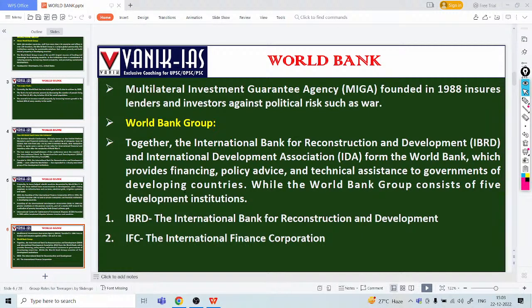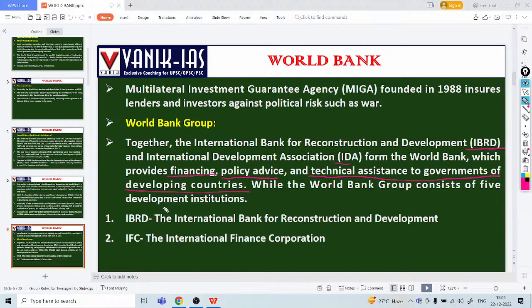Okay. The World Bank Group, together the IBRD and the IDA form the World Bank, which provide financing, policy advice, and technical assistance to governments of developing countries. Okay, so you see these two, IBRD and IDA, provide financing, policy advice, and technical assistance to governments of developing countries. So they not only provide finance, they provide finance, policy advice, and technical assistance.